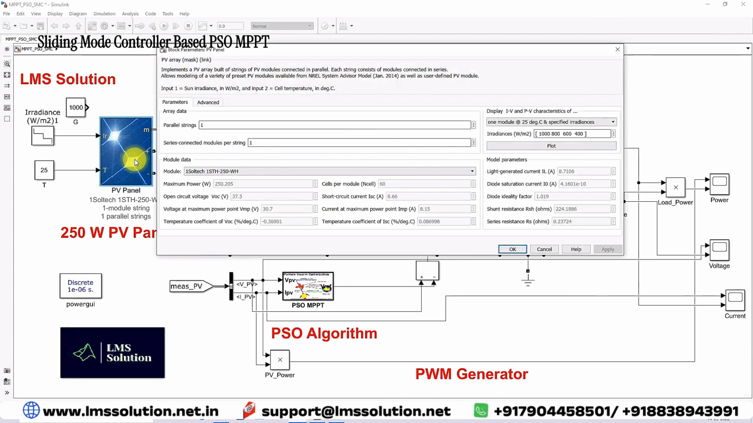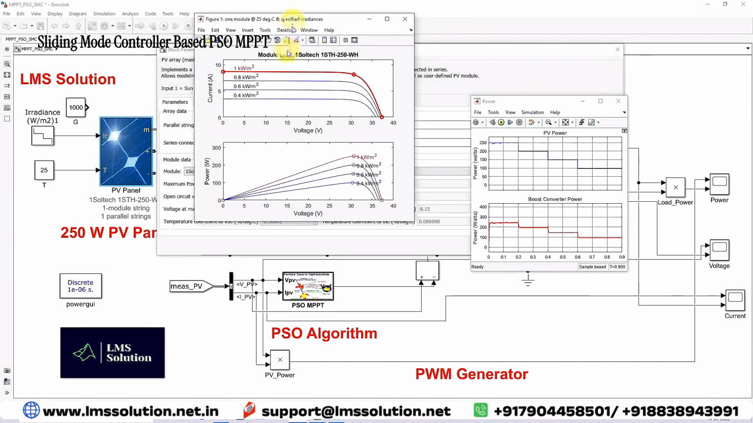Let me check the result with the theoretical one. Here you can see that for 1000 watts per meter square, the maximum power theoretically is 250.2. Here you can see that we are getting a maximum of around 250 watts. For 800, the maximum power is around 200 watts. So here you can see that we are getting 200 watts for 800 watts per meter square.